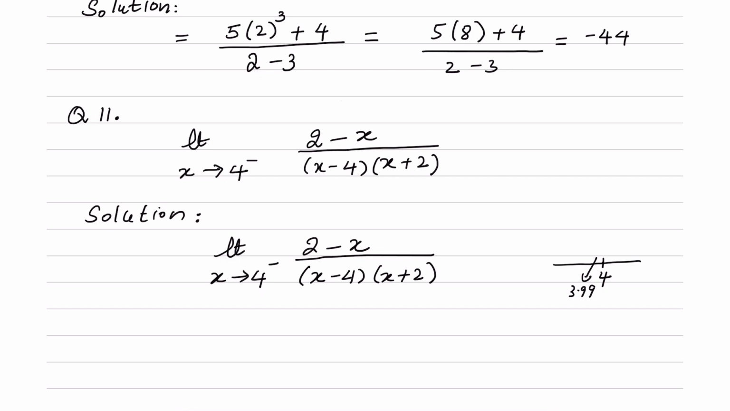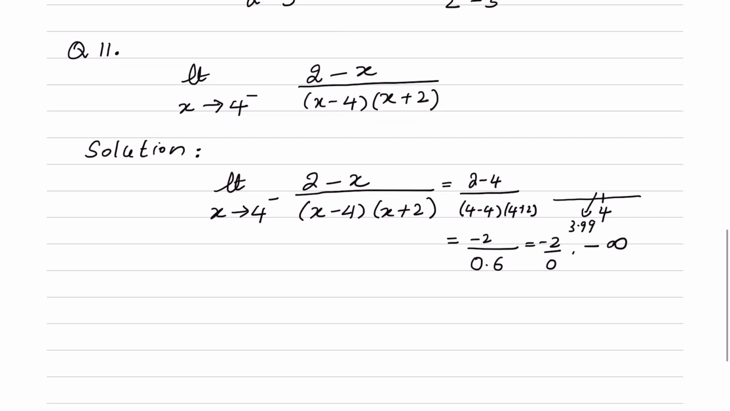So when we plug 4 in this question, what do we get? 2 minus 4 divided by (4 minus 4)(4 plus 2). We have minus 2 over 0 times 6, which is minus 2 by 0. So we have here minus infinity.